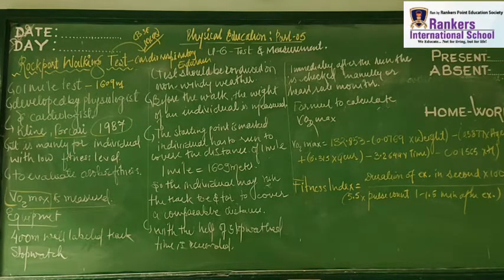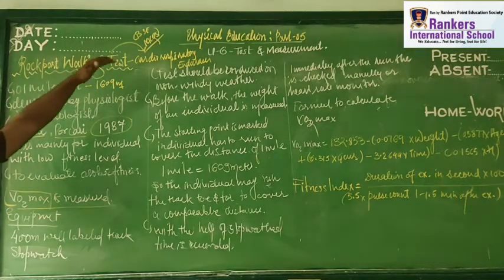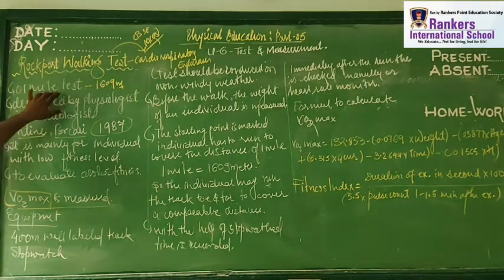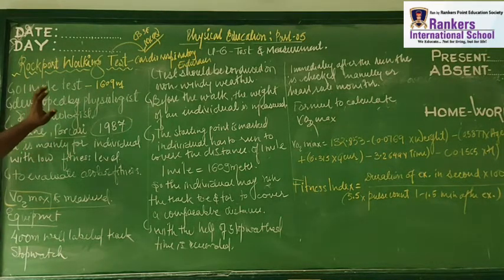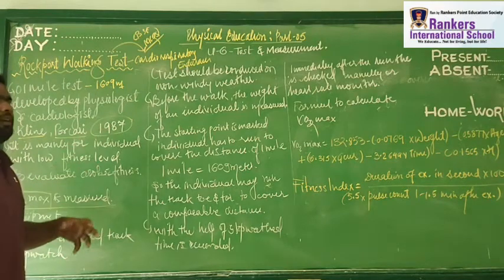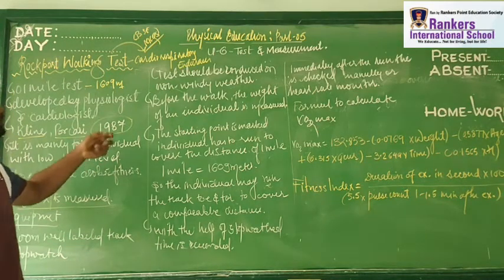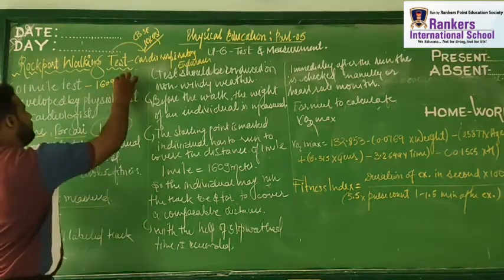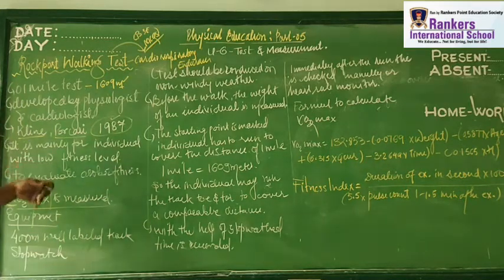So we had started with the 1 mile test, right? The walking test, which is also called the cardiorespiratory endurance test, is also called the 1 mile test. It measures aerobic fitness. It was developed by a psychophysiologist as well as a cardiologist, because it is related to the heart, right? It was developed in 1987, so keep these things in mind, we may ask you. And weight is measured in pounds.